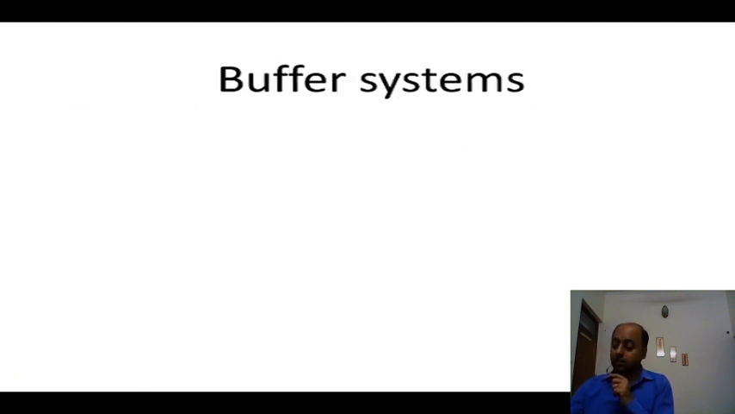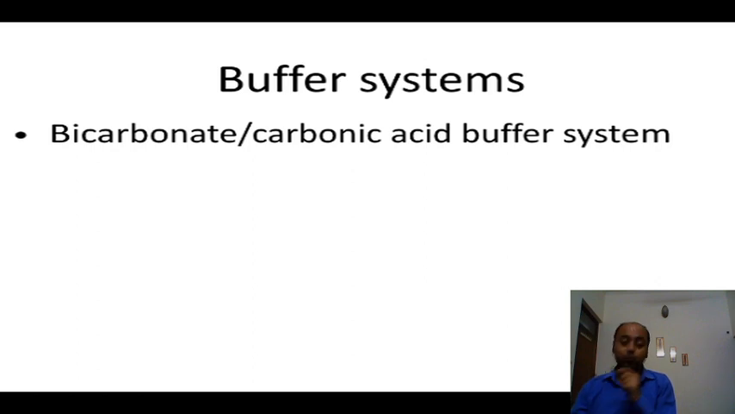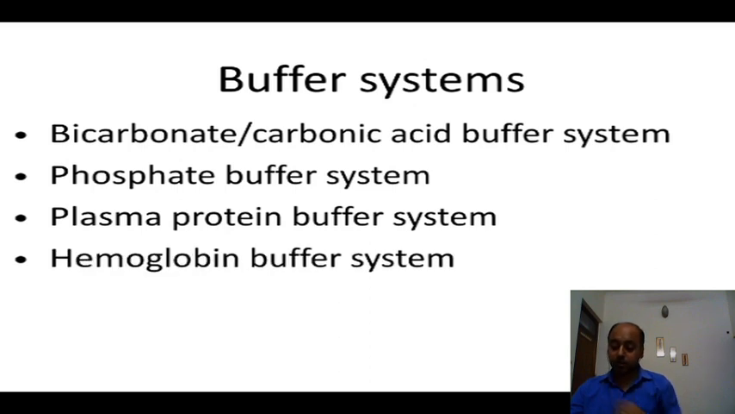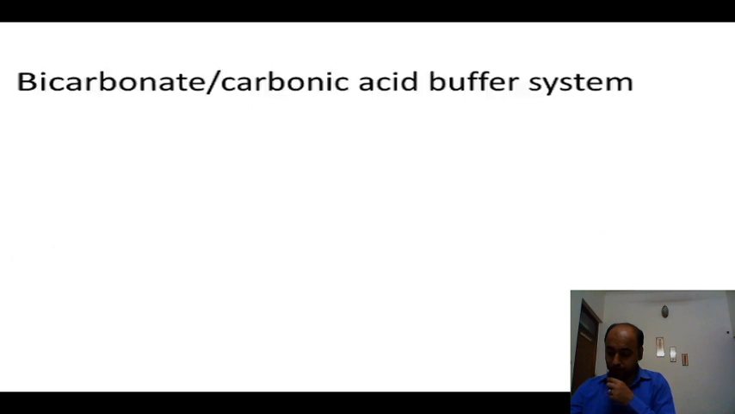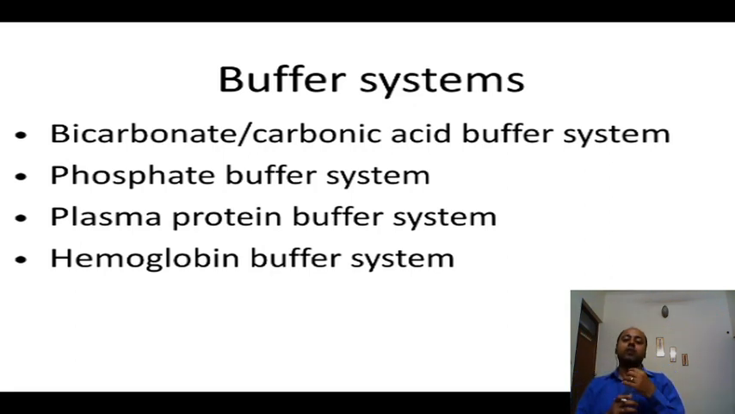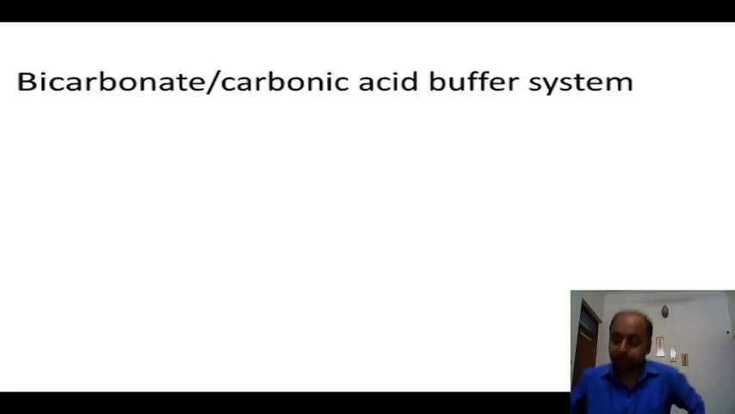So now let's look at the chemical buffering systems. Most important by far for the whole body is the bicarbonate carbonic acid buffer system. The other buffering systems include the phosphate buffer system, the plasma protein buffer system, the hemoglobin buffer system. We'll look at them one by one. Okay. First, the most important buffering system, the bicarbonate or the carbonic acid buffer system.